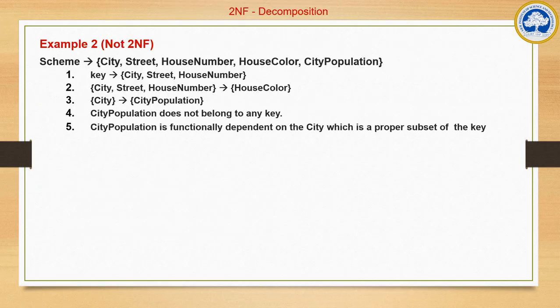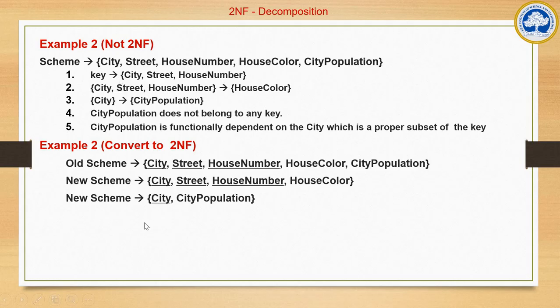Another example: city, street, house number, color and city population. Here the key is city, street and house number. The color is dependent on city, street and house number. Similarly, city population is dependent on the city. City population does not depend on the whole key, but it is totally functionally dependent on the city. So we can apply the decomposition like this: city and city population make one table, and the remaining attributes make another table.